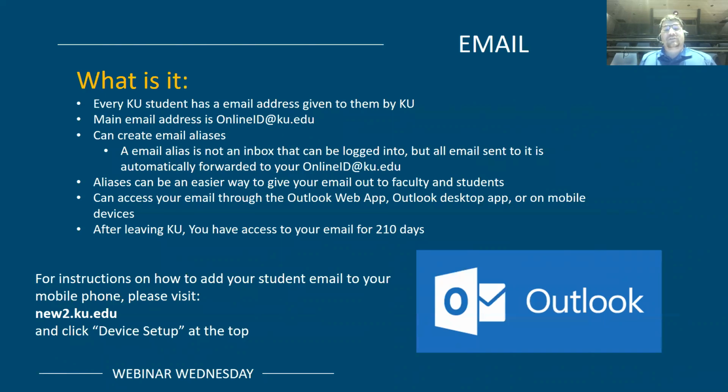You can access your email through the Outlook web app, Outlook desktop app, or on your mobile device. After leaving KU, you'll retain access to your email for 210 days. After that, we will remove access to it, and all of your emails will be deleted. For instructions on how to add your student email onto your mobile phone, please visit new2ku.edu and then click Device Setup in the upper right-hand corner.